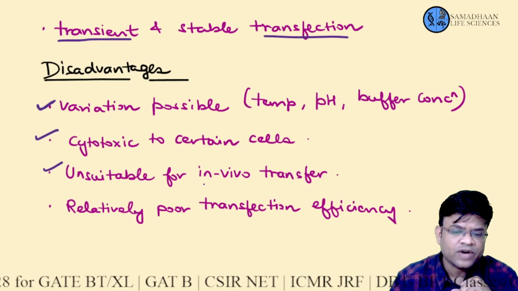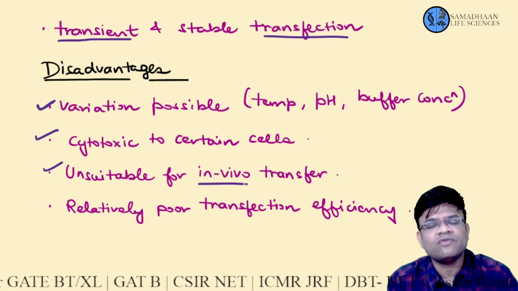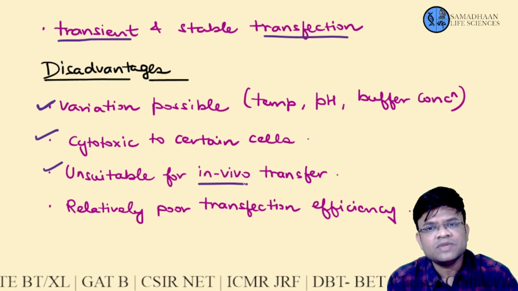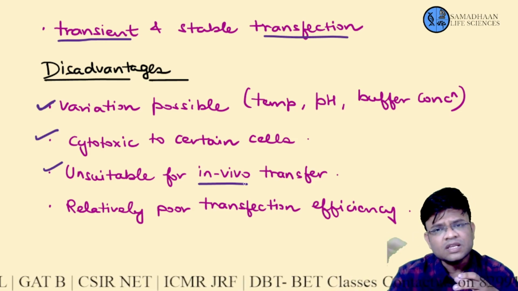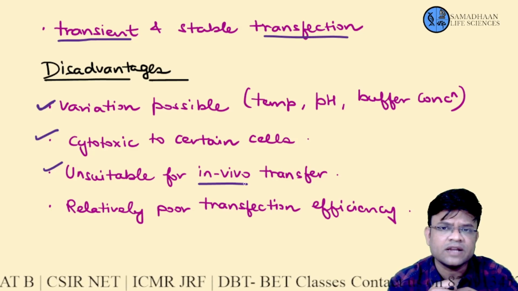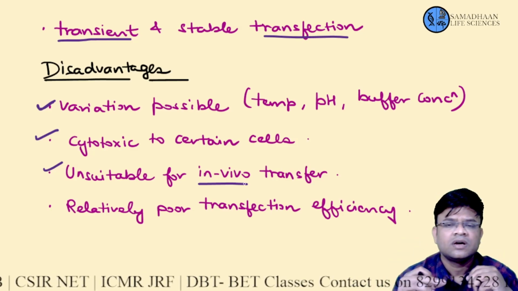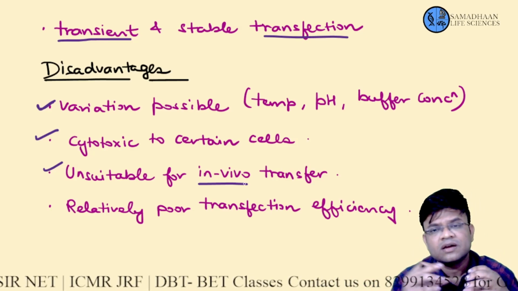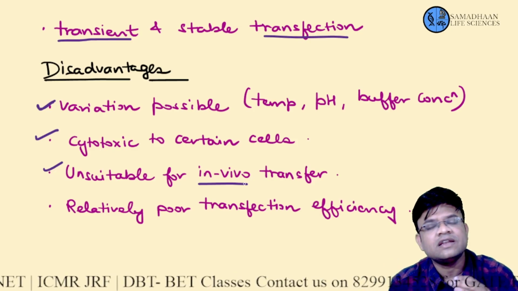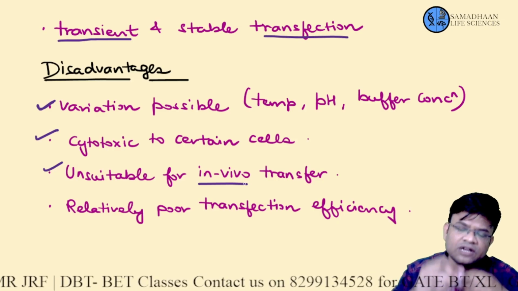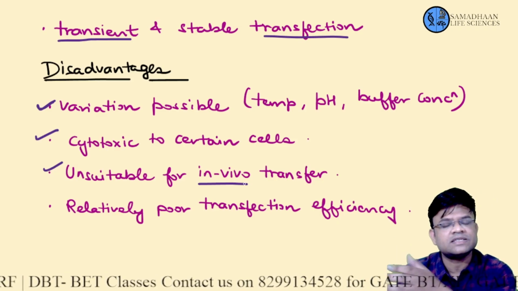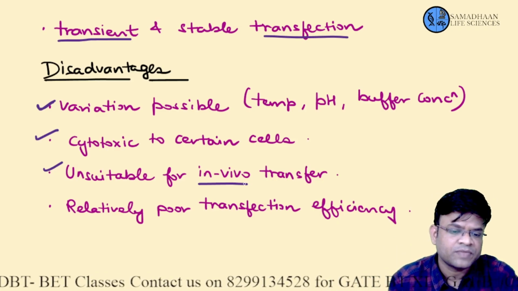Unsuitable for in vivo transfer. What do you mean by in vivo? In vivo simply means directly inside the organism. You cannot directly transfect the cells under in vivo conditions. You will have to bring the cells out from the body of the organism, isolate the cells and then do the transfection, and then you can place the cells back inside the body of the organism.